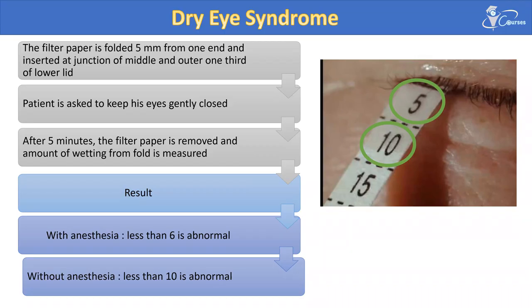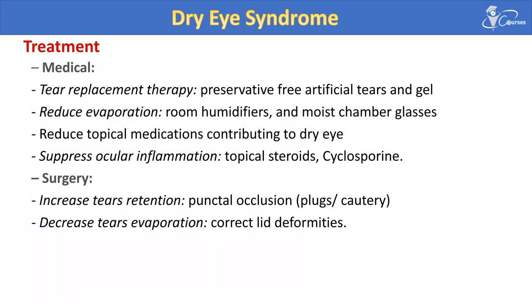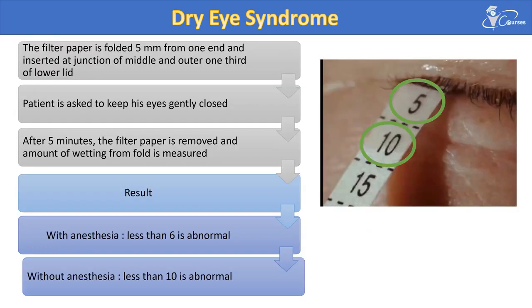Okay, so this is called the Schirmer test. This is how we investigate. As I mentioned, with anesthesia, we cancel the reflex lacrimation, but without anesthesia there is reflex lacrimation, so we should keep it in mind. Without anesthesia, it will be the reflex lacrimation plus the basic secretion. With anesthesia, it will only count for the basic secretion.